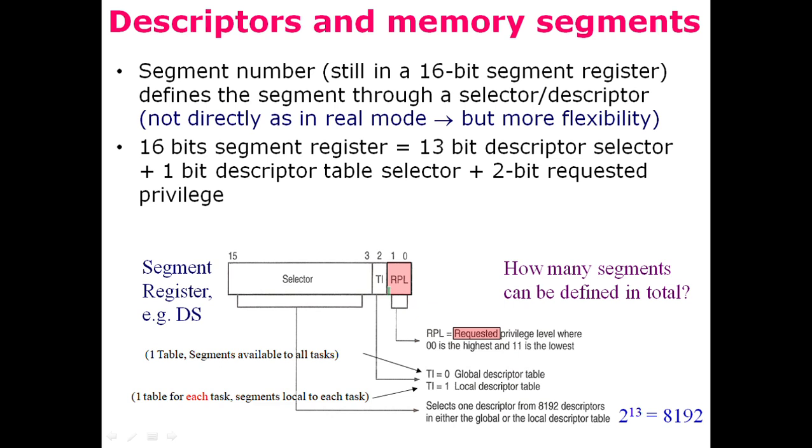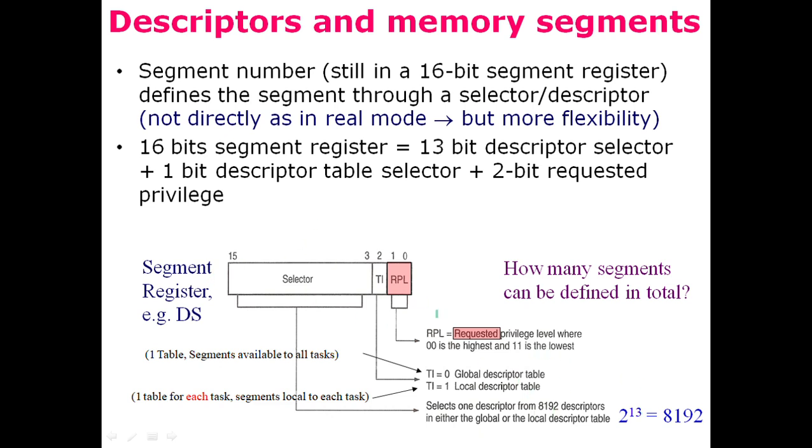If it is a 0, then this selector would choose a descriptor from the global descriptor table. So there are 8,192 descriptors in the global descriptor table, and there are 8,192 descriptors in the local descriptor table. So the total, 8,192 multiplied by 2, is the total number of descriptors in both of these tables.